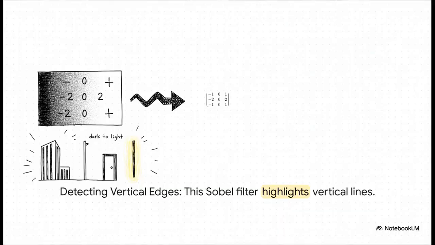Here's a classic example for you, a vertical edge detector. See the pattern? You've got negative numbers on the left and positive numbers on the right. So when this filter slides over an area of the image that goes from dark to light, that calculation produces a really high number. And the result? It effectively lights up all the vertical edges in the image so the network can see them.